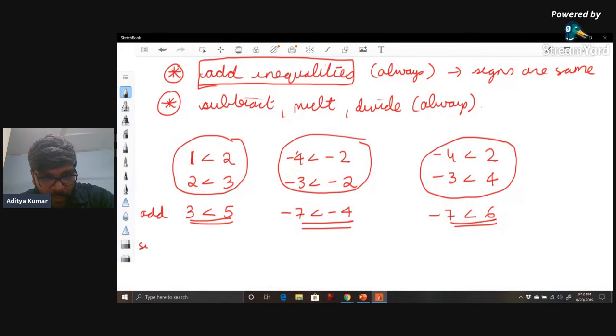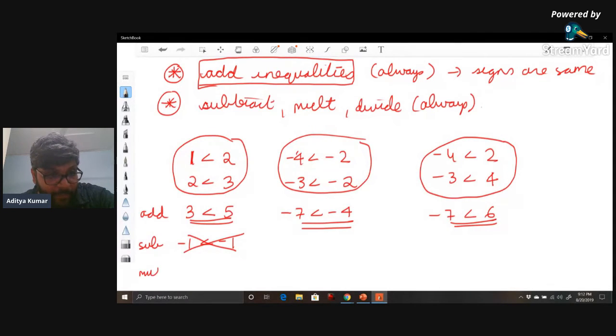Now let's subtract and see if it holds in all cases. If it doesn't even hold in one case, I'm just going to ignore everything else, okay? Let's subtract. 1 minus 2 is minus 1. 2 minus 3 is minus 1. So minus 1 can't be less than minus 1, right? So it's not going to work out.